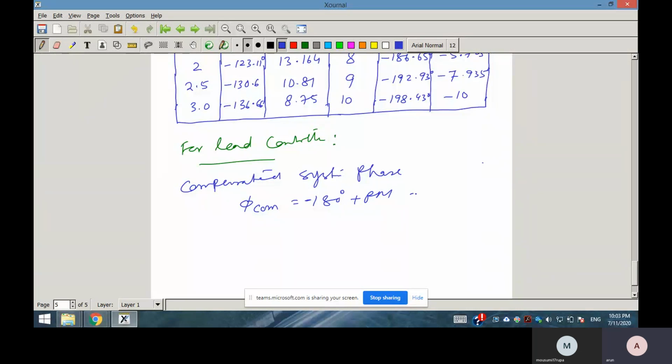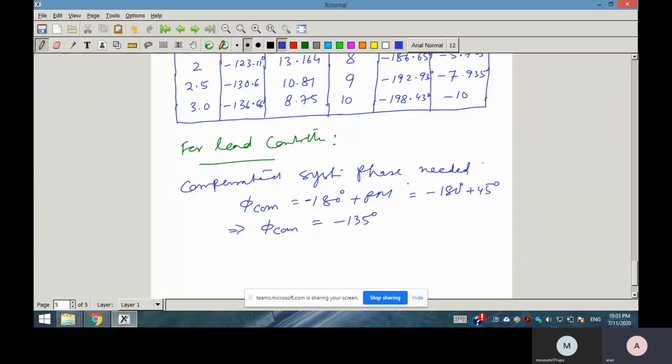Here the phase margin is 45 degrees. So minus 180 degree plus 45 degree. That means your phi com will be equal to minus 135 degree. This is the phase of the compensated system needed.